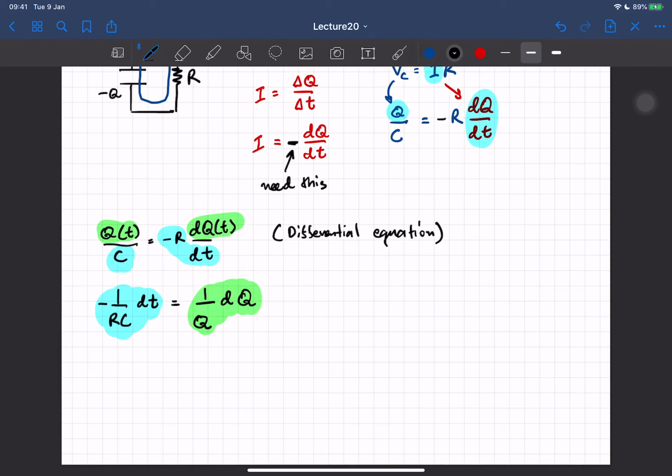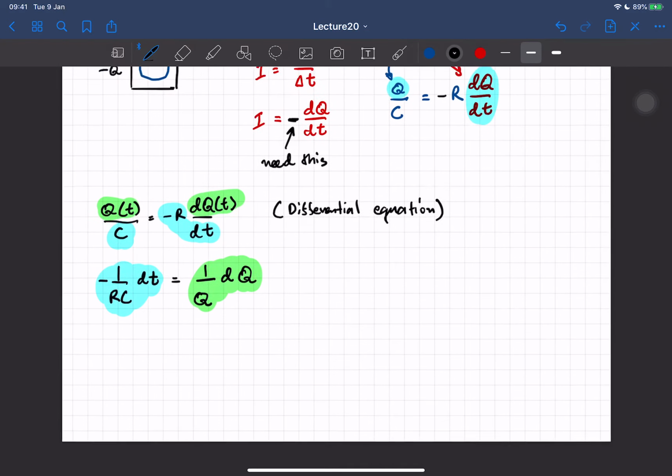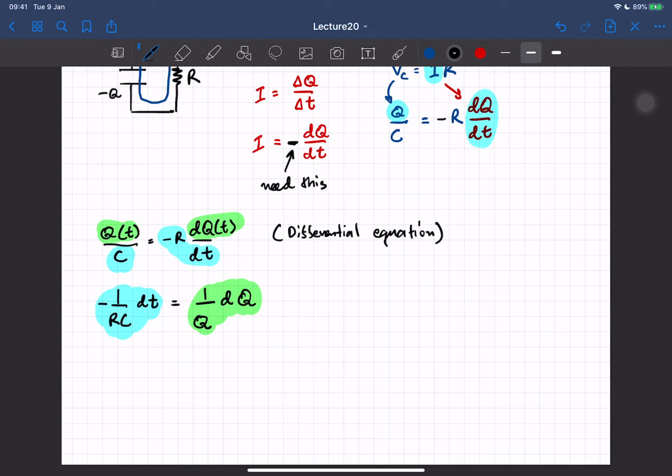Okay, so just put the things that contain the same variables on one side, and then the rest on the other side. And then you just need to integrate this. So you need to integrate this equation, and 1 over RC is a constant, so you can take it out of the integral sign.